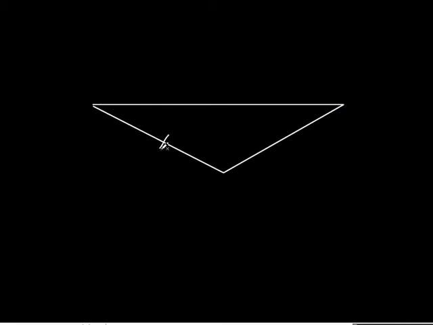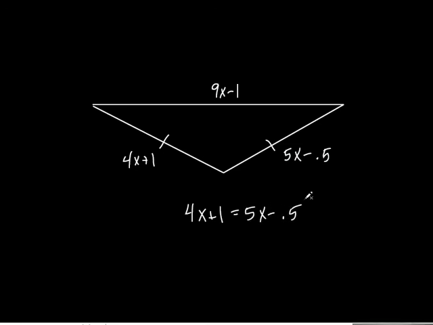Watch. This is given equal to each other. This one is 9x minus 1. This one is 4x plus 1. And this one is 5x minus a half, 0.5. Alright, here we go. It says, find the measures of the sides of this triangle. So they want you to find the measures of all 3 sides. What would you do here? Real quick, what would you do? You go 4x plus 1 equals 5x minus 0.5. You'd solve for x, plug them in, and then you can find the lengths of those sides. Let me give you a worksheet before you go.